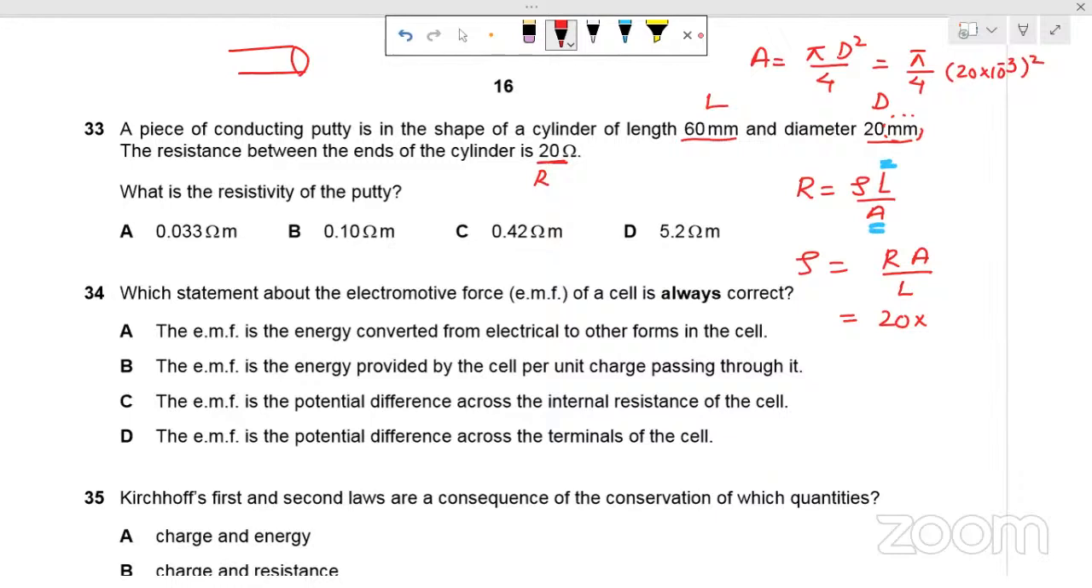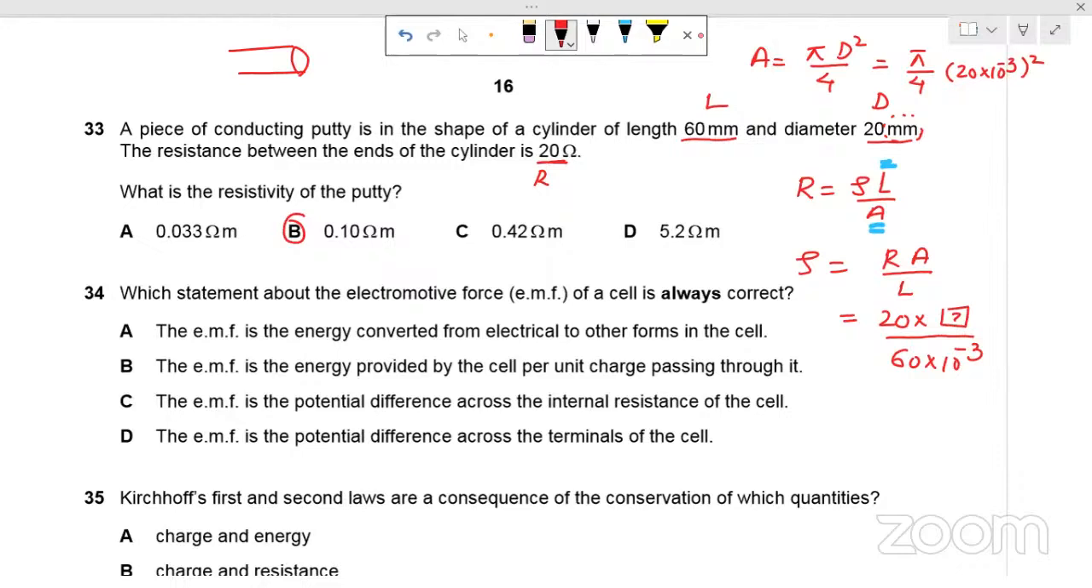Put that area over here and then divide the whole expression by length, which is 60 millimeter. That is 60 times 10 power minus 3. Then you will get the answer of the resistivity in ohm meter. That is 0.1 ohm meter.